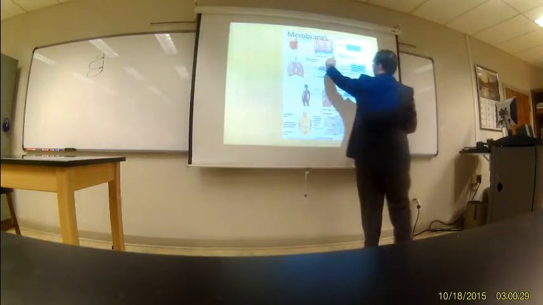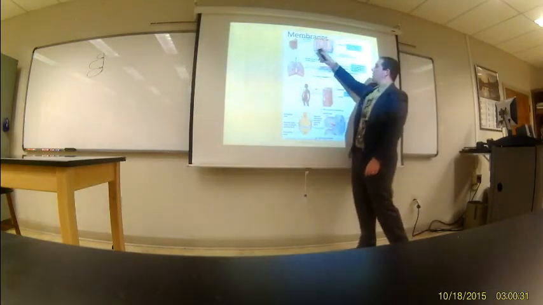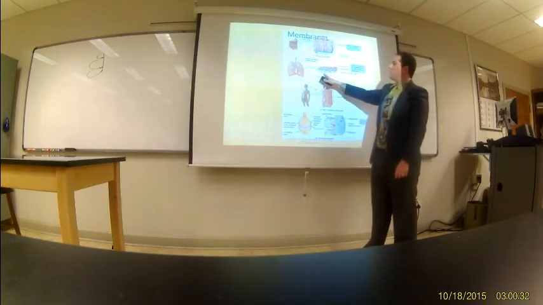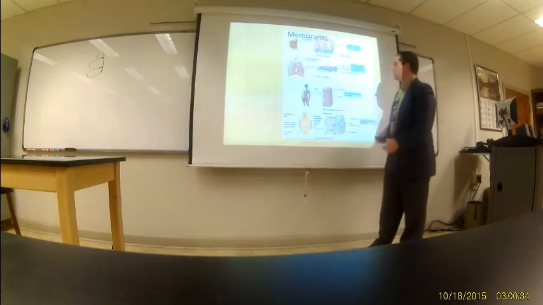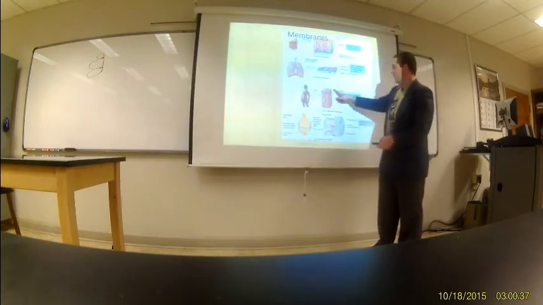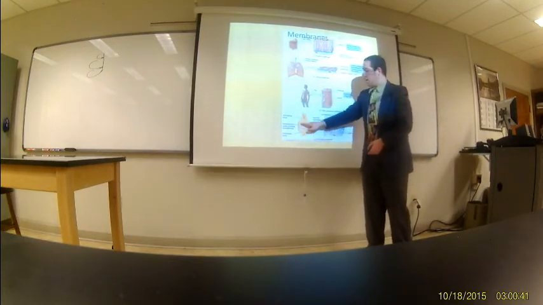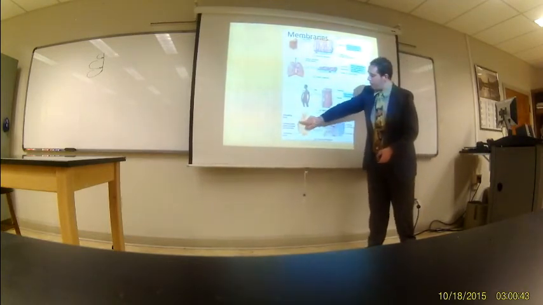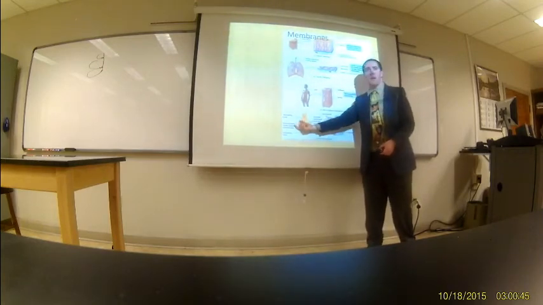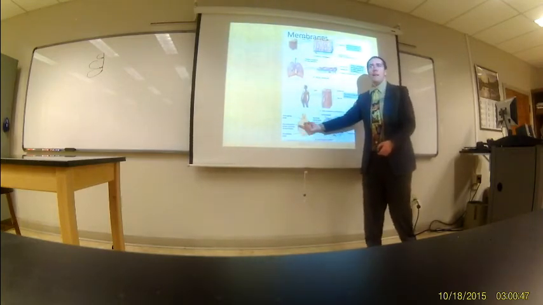Right. So here's our mucous membrane with our goblet cells. Here's a serous membrane around our lungs, skin, and synovial membrane around a joint. So we have synovial membrane here and here, keeping some liquid lubrication in here.